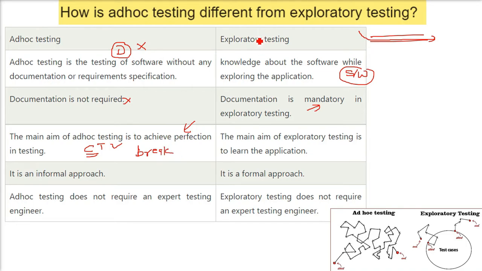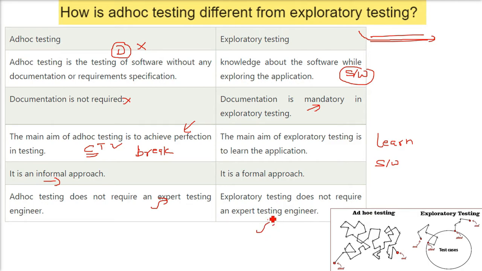In exploratory testing, the main idea is to learn the application, to understand the application, to gain knowledge about what is happening by means of testing. Ad hoc testing is an informal approach, but exploratory testing is a totally formal approach, because we are learning stepwise through testing. Ad hoc testing does not require an expert testing engineer, as I said. Whatever you want to give, you give. Maybe some click or some combination of keys can break your software.